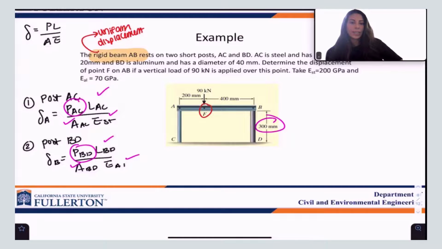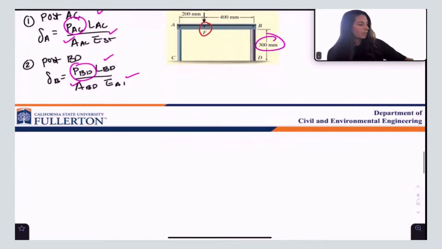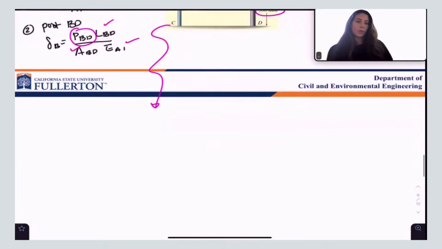Okay, so let's now figure out what those P values are. We have the 90 kilonewton load. Let's break all of this up and see if we can figure out what the P values are. So what I'm going to do is take this frame and explode it, which means I'm going to expose all of those forces inside so we can see what we're working with here.